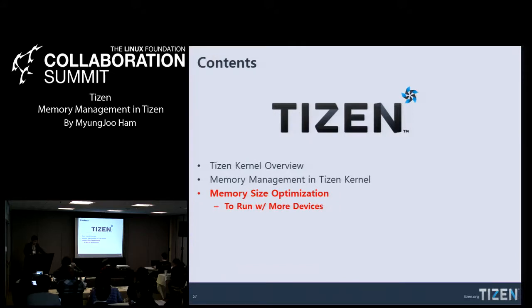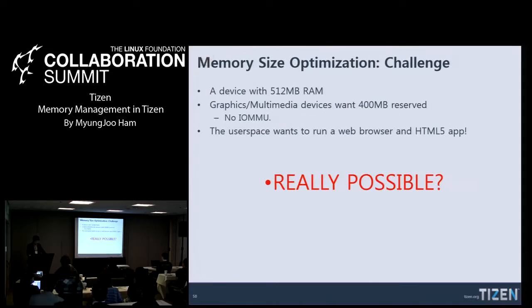Yeah, and now I'm going to present some example optimization methods we have been using for Tizen devices. For reference, we are using Exynos 4210 and 4412. So we have two devices, and both of them have 1 GB of DRAM. There is another device with 500 megabytes of RAM.